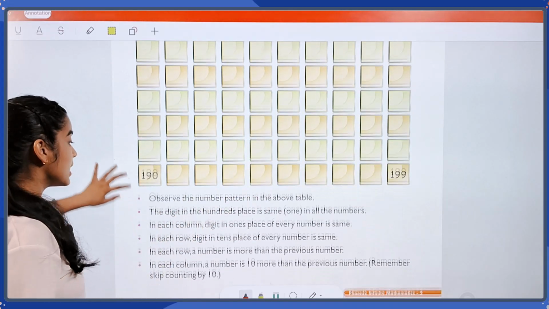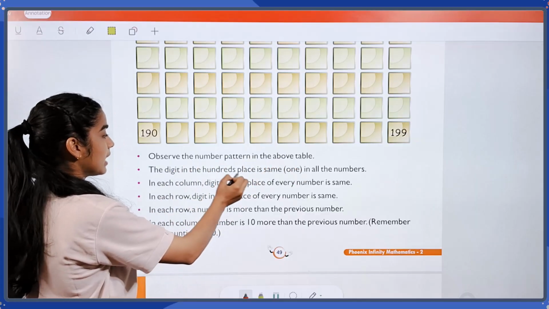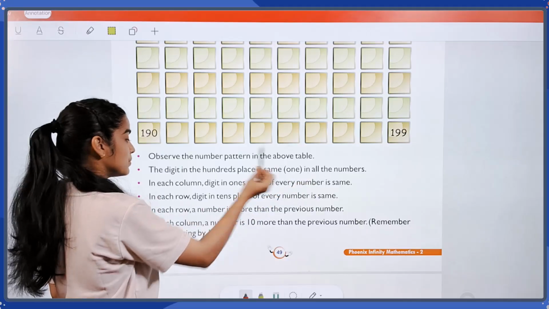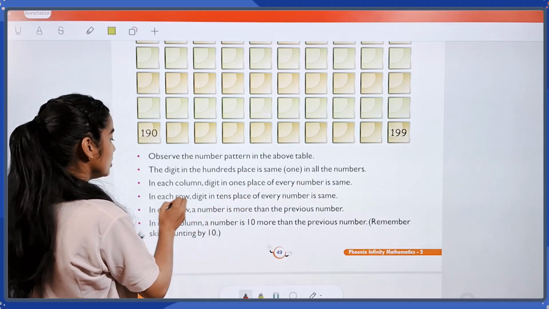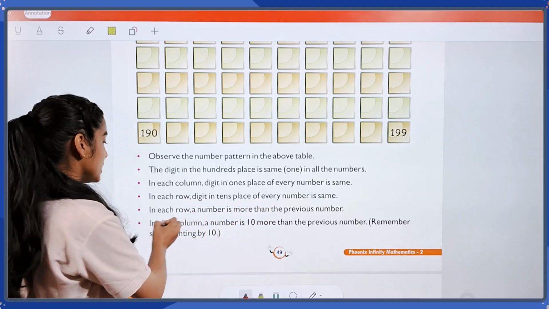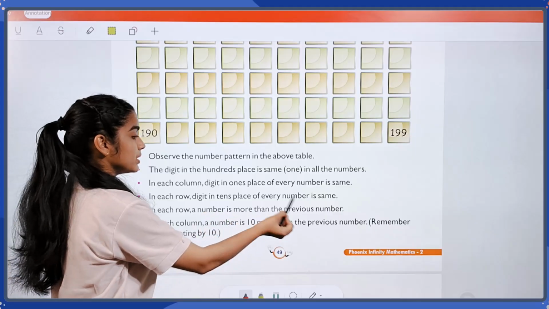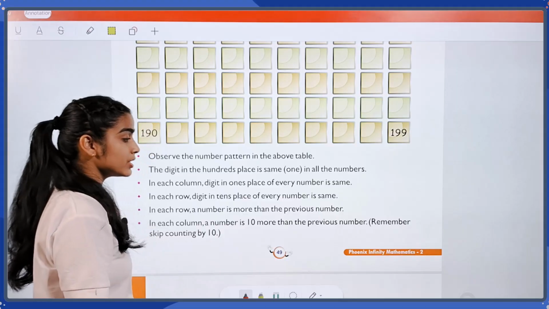Okay, students? Now, observe the number pattern in the above table. The digit in the 100s place is the same, 1, in all the numbers. In each column, the digit in the ones place of every number is the same. In each row, the digit in the tens place of every number is the same. In each row, a number is 1 more than the previous number. In each column, a number is 10 more than the previous number.